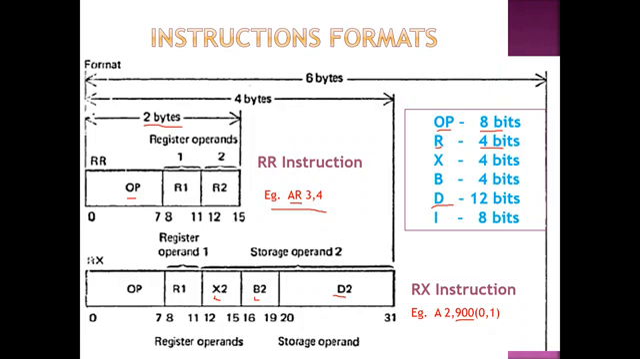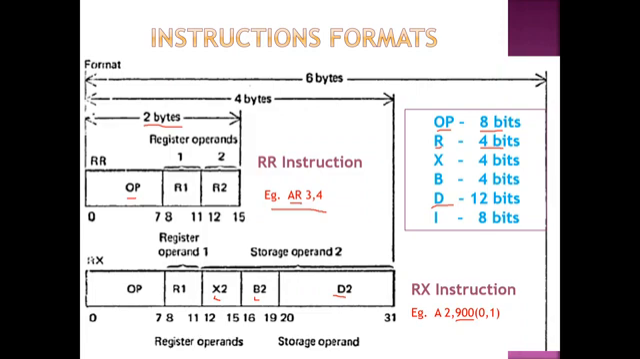Whenever there is no memory which is represented, automatically the size of the instruction will come down. Because very simple, only the opcode has to be represented in 8 bits. Two registers I will be using, each for 4 bits. So what happened? 8 plus 4 plus 4 will be 16 bits. Yes, so that's your RR instruction.